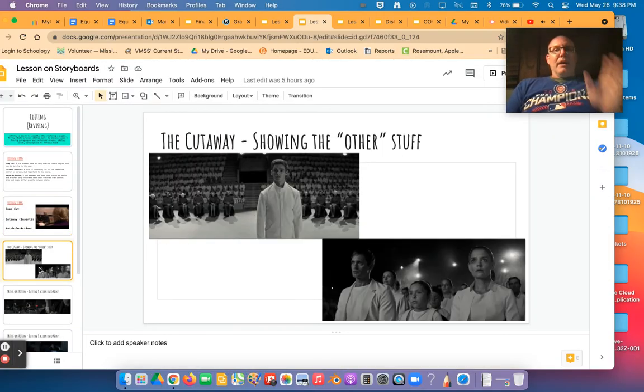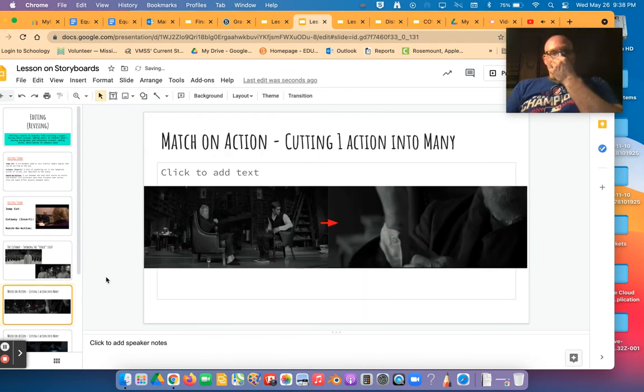Okay, now how this plays out is that, again, I'm going to go back to The Giver. Remember when Jonas was getting selected in the movie? Here he is. Well, they have to cut away to his family going like, what's going on? So it's not just about him. It's about the people watching him. So we need a cutaway to the other stuff. Okay. Then we have the match on action.